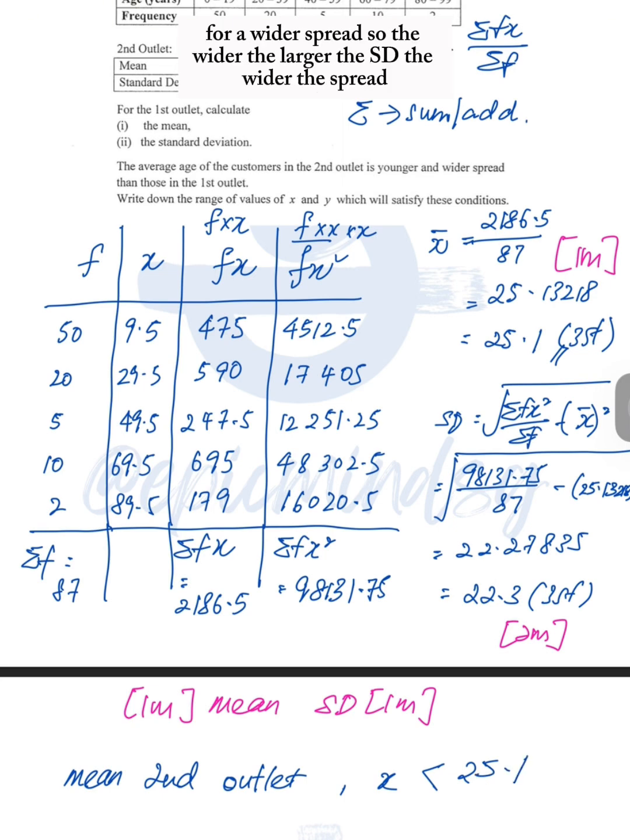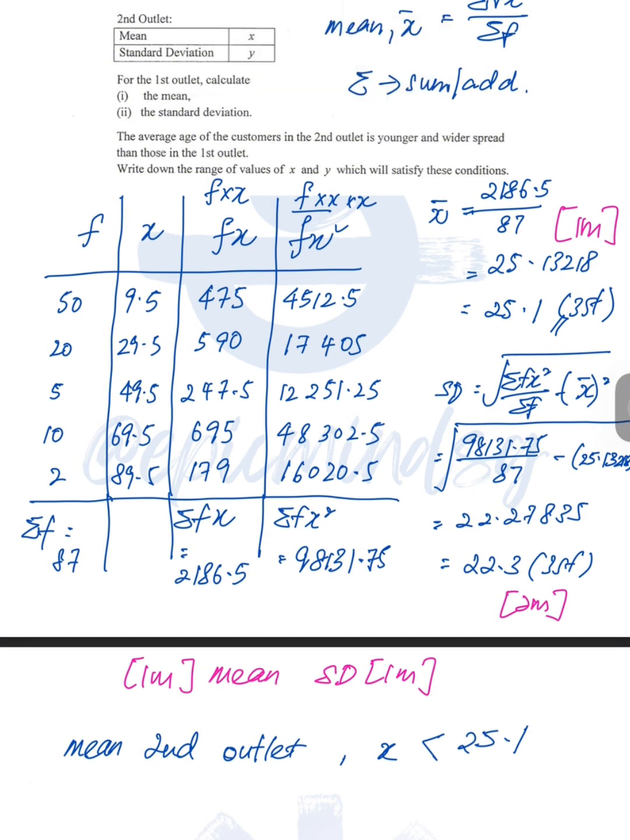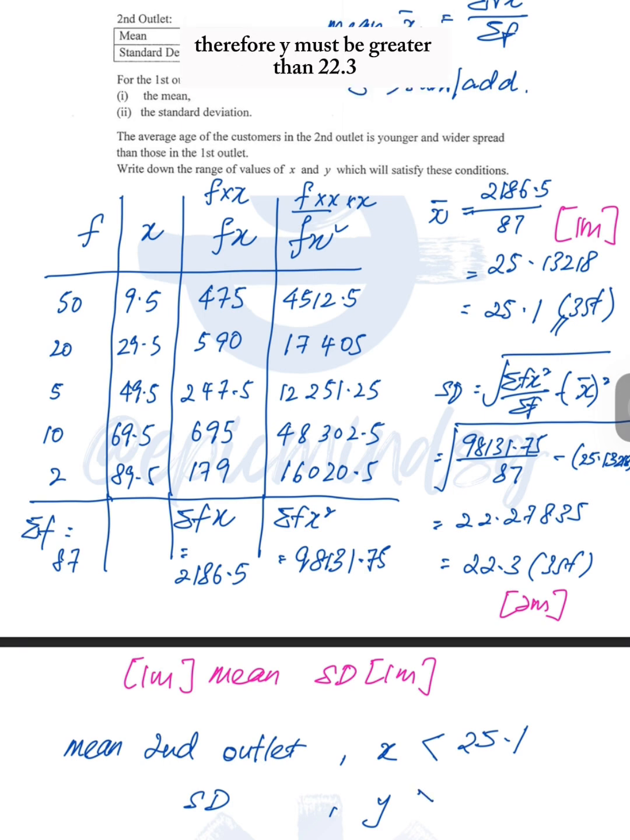Okay, for a wider spread, the larger the SD, the wider the spread. So therefore the SD in the second outlet, since it has a wider spread than the SD in the first outlet, Y must be greater than 22.3. Okay, so that's the answers for this question. See you back for the next question.